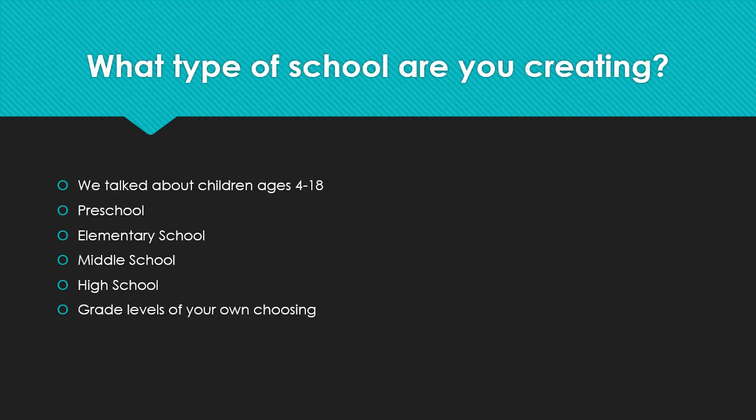Don't just start doing something randomly and then find out it's not approved and have to start over. The next big thing, this is where the project really starts. What type of school are you making? We've talked about kids from ages 4 to 18, so that includes preschoolers, elementary schoolers, middle schoolers, high schoolers. What kind of school are you going to make? Are you going to design your own school where you have 6th graders and 7th graders? Are you going to design a school where it's 4, 5, and 6? It's totally up to you.